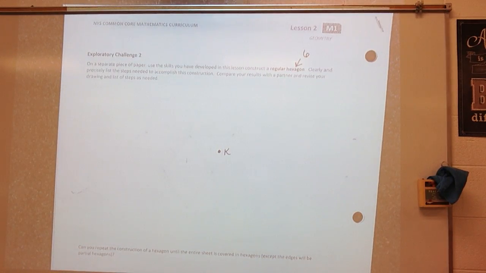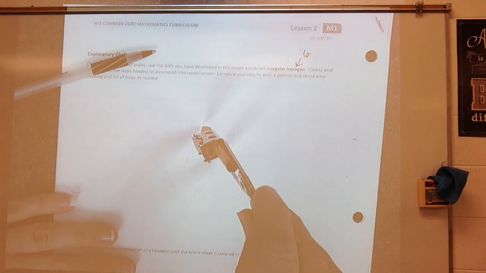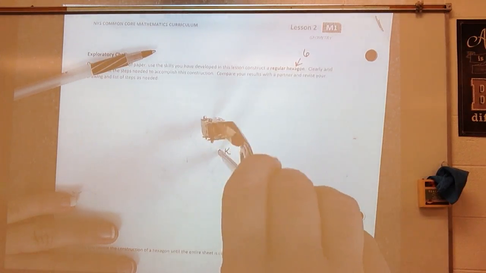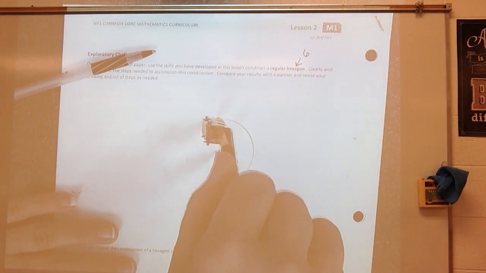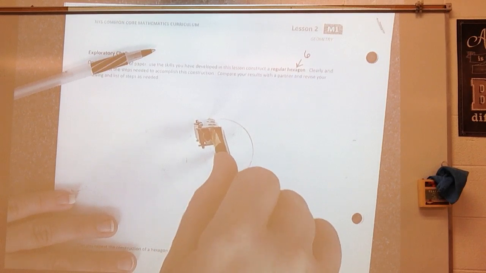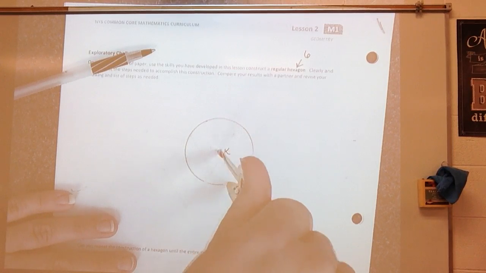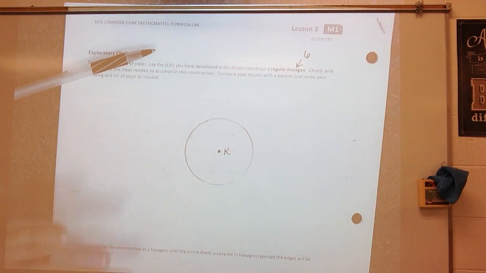Alright, now I'm going to draw a circle K. Guys, remember, once I open my compass up, do not change the setting of your compass because you want it all to be equal. Alright, so I'm going to draw a circle K. And trust me, I understand your frustration with compasses, because I have that too. Alright, so here's my circle K.